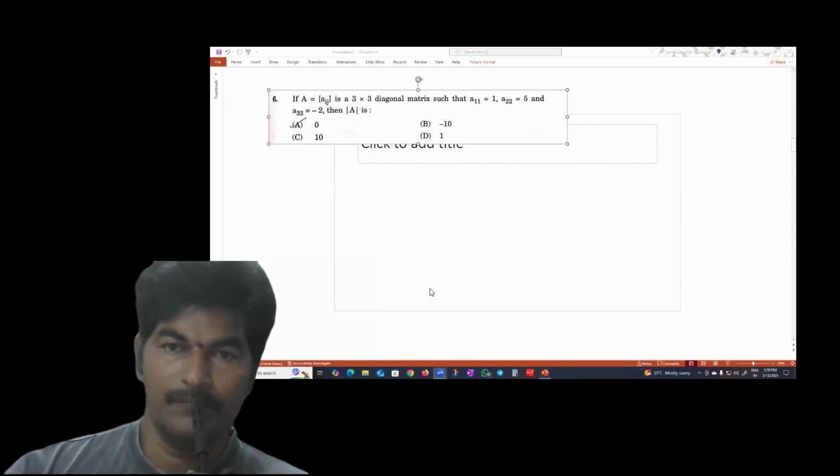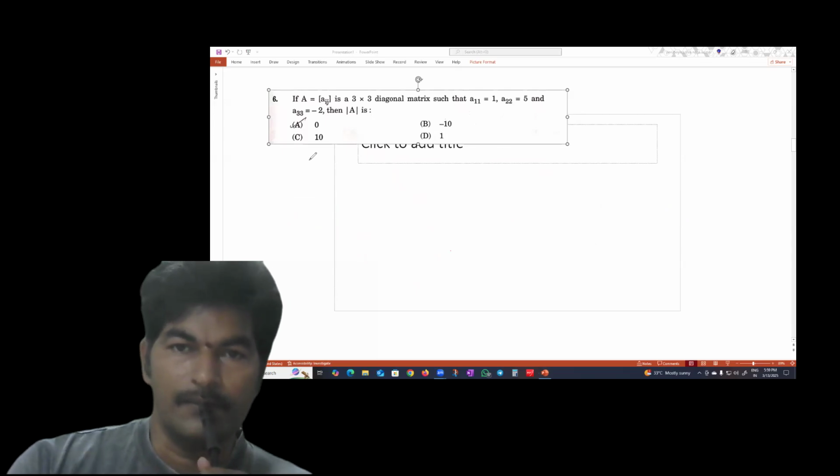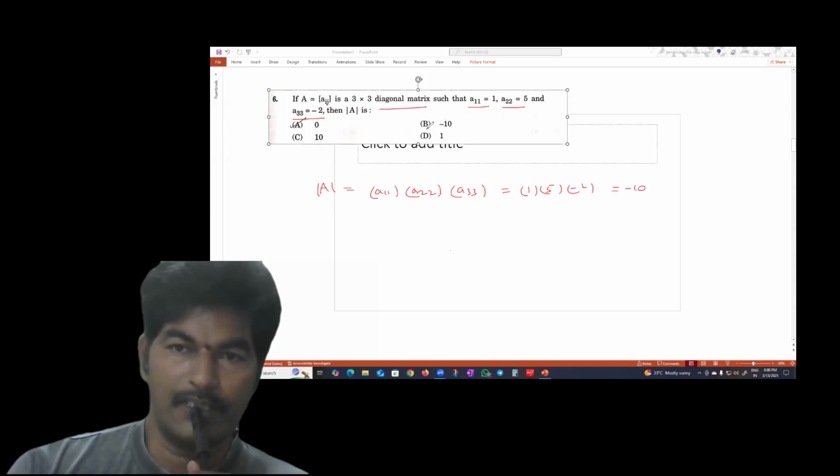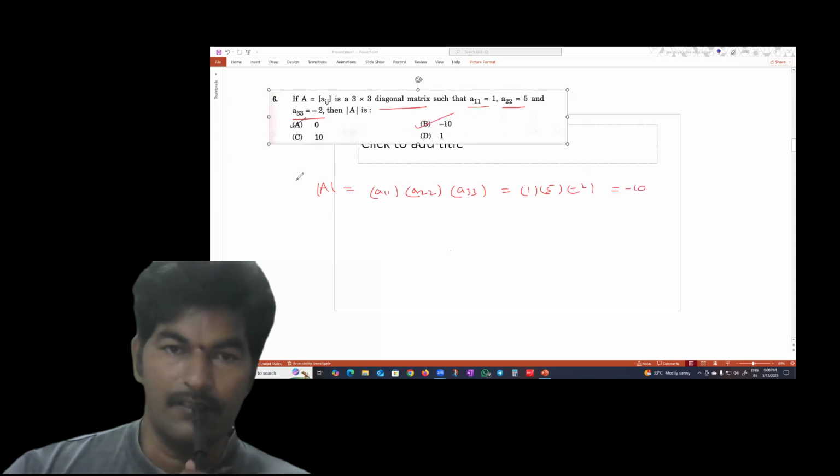Next, problem number 6. Capital A is a 3 by 3 diagonal matrix, and A11 is 1, A22 is 5, A33 is minus 2. What is the determinant of A? If it is a diagonal matrix, you can directly multiply the diagonal elements together. If it is a triangular matrix also, you can do the same. So 1 into 5 into minus 2, minus 10 is the answer to this question. Okay, understood this one?